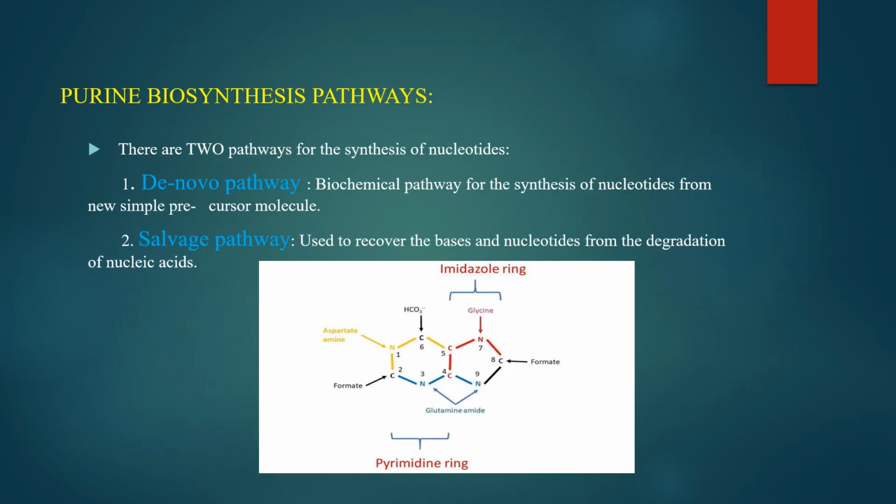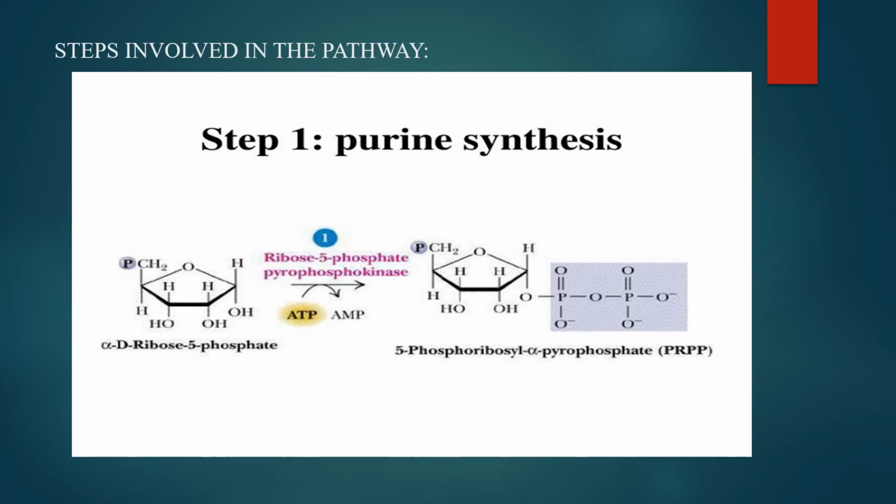Purine biosynthesis pathways: there are two pathways for the synthesis of purine nucleotides. The first one is the de novo pathway, a biochemical pathway for the synthesis of purine nucleotides from simple precursor molecules. The second is the salvage pathway, which is used to recover purine bases from the degradation of nucleic acids such as DNA and RNA.